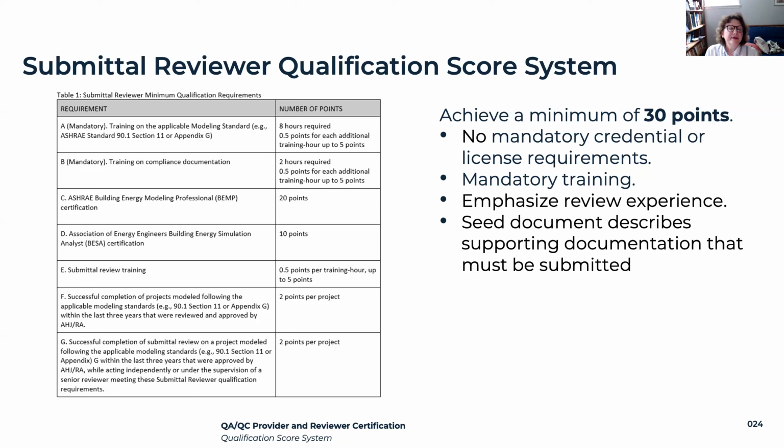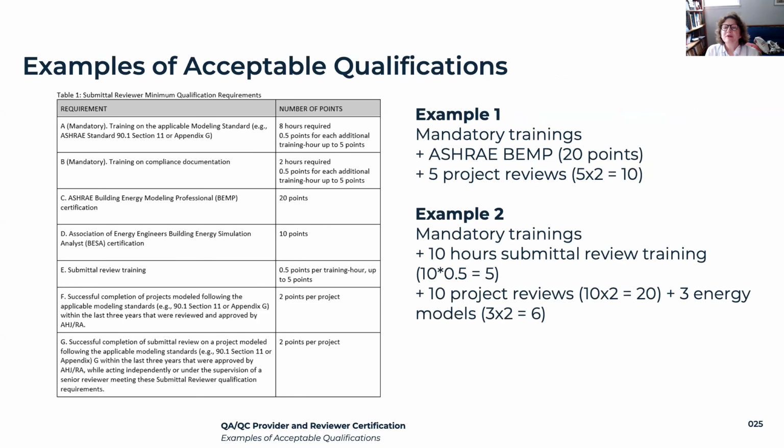So the experience requirement can be met by either completing a certain number of modeling projects following applicable protocols, or by completing a certain number of submittal reviews or modeling projects. Next slide, please. So for example, someone can take mandatory trainings, have BEMP certification, and review five projects to earn 30 points. So this is example one. Example two is someone completing mandatory trainings, 10 hours of submittal review trainings, and 10 project reviews, plus three energy models.